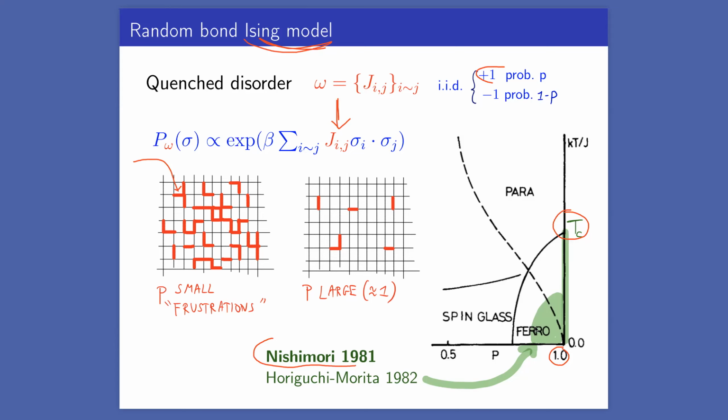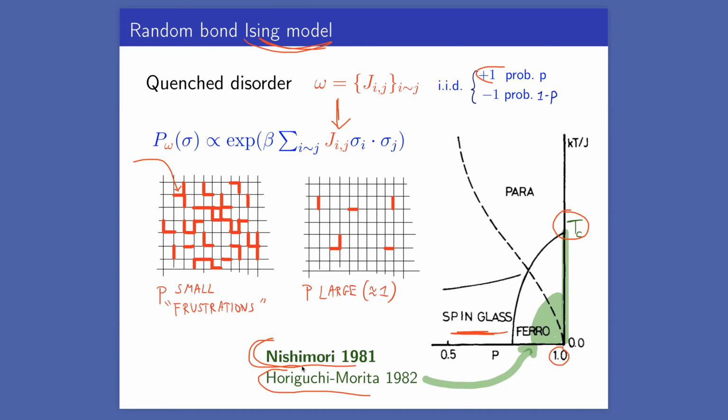But now if we start going to this part of the phase diagram, p is getting smaller. So we start putting some disordered bonds. And it was proven by Horiguchi and Morita in 1982 that if p is rather large, if there are few such edges, then you still have a ferromagnetic phase. It means you still have long-range order. There are not sufficiently many minus edges to ruin the order at long distances. And when p gets smaller and smaller, these are the edges that are equal to minus. You will create more and more frustrations in your system. You will not be able to make the Hamiltonian pleased. The ground states will not be easy to find. And at some point, even if the temperature is very low, you will be rather in a spin glass phase. The long-range order will not be there anymore.